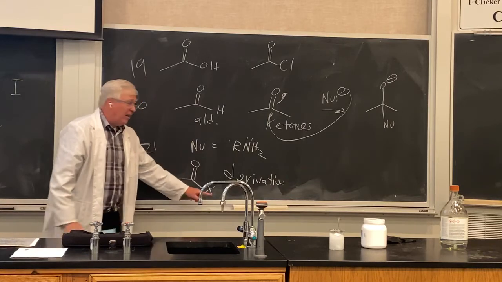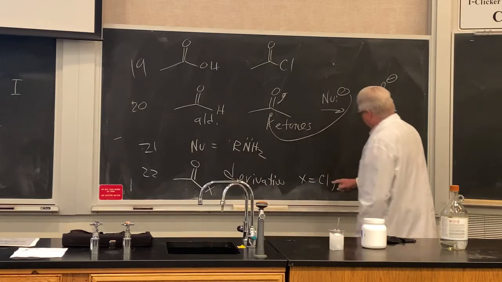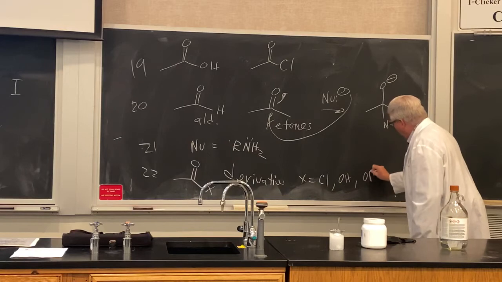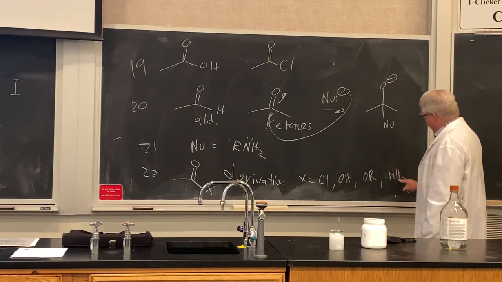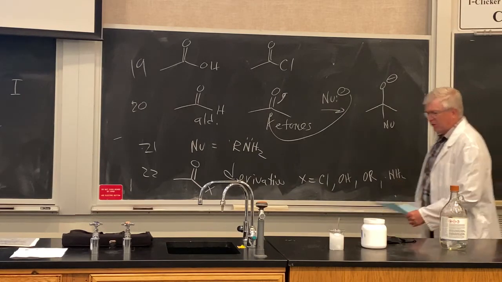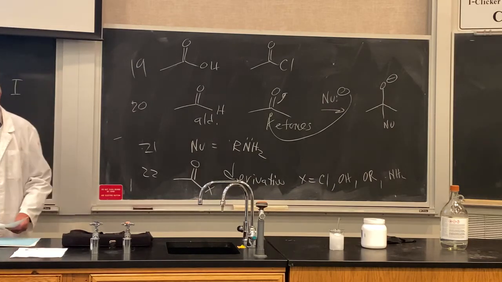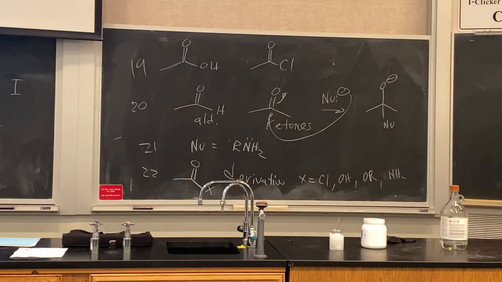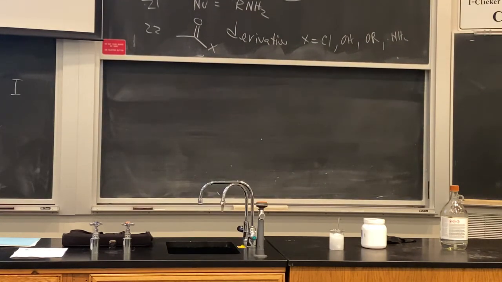These X groups can be a lot of things. X can be halide. X can be OH. That's carboxylic acid, right? X can be OR. That will be an ester. X can be an amine. That would be an amide. So there's a lot of different groups that will come out of that. I think that's a good summary of that for you. Looking forward to the next 4 chapters. All right, let's move that up. Yeah, just stay focused on this bottom one.